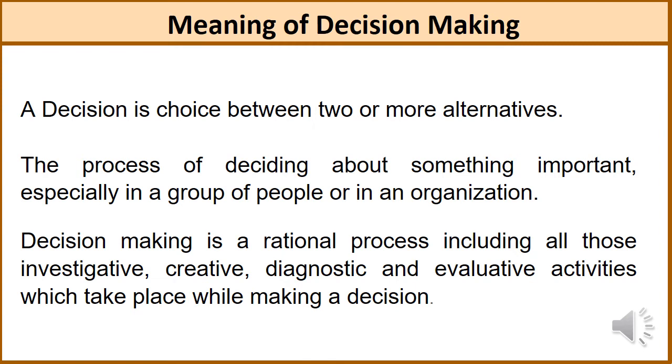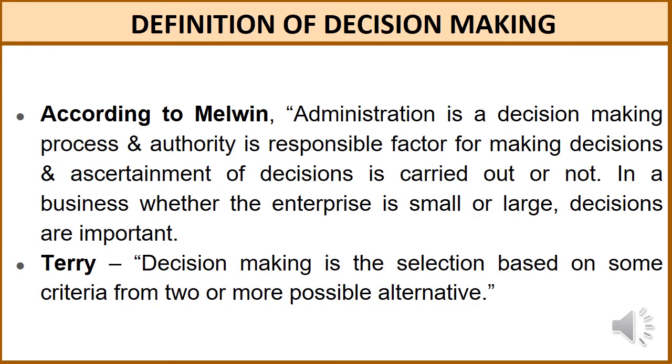The process of deciding about something important, especially in a group of people or in an organization, is called decision making. A decision means the choice between two or more alternatives. Simple. We'll go to the definition of decision making.